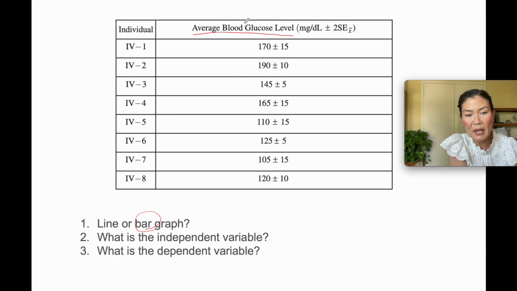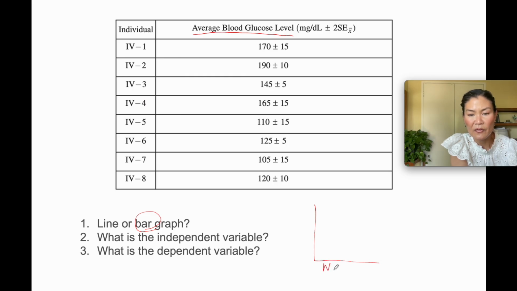That's going to be our dependent variable, okay? That's what we're measuring. And then the independent variable is what's different. It's these individuals in generation 4, okay? So then you're going to have the generation individuals down here, okay?